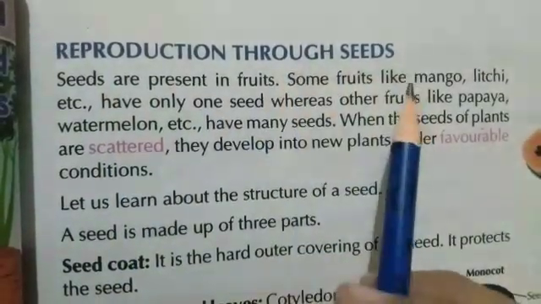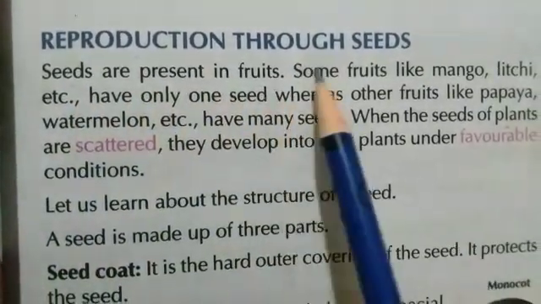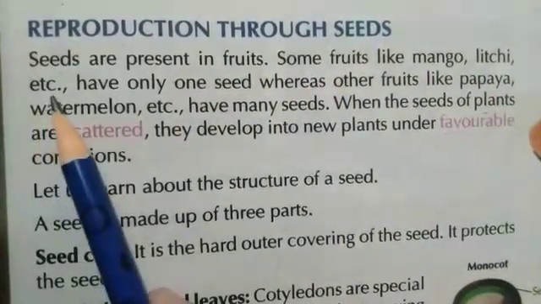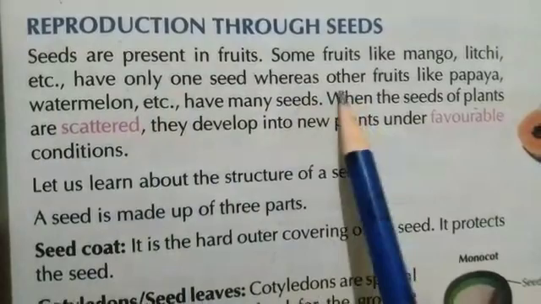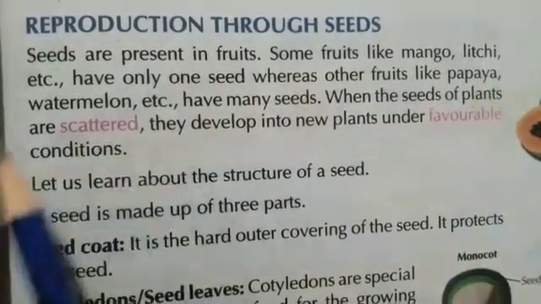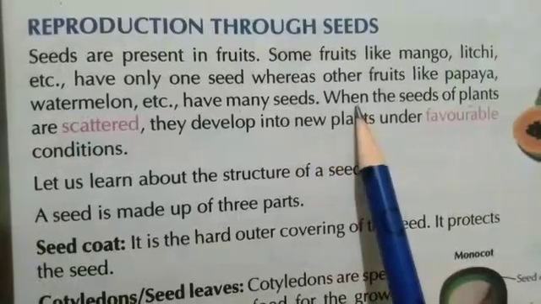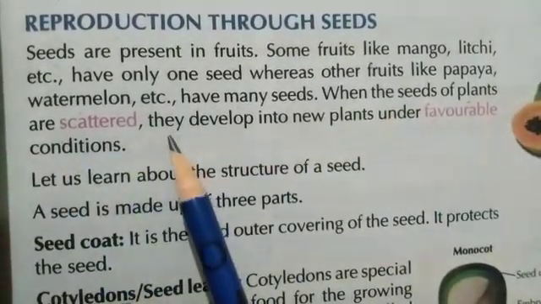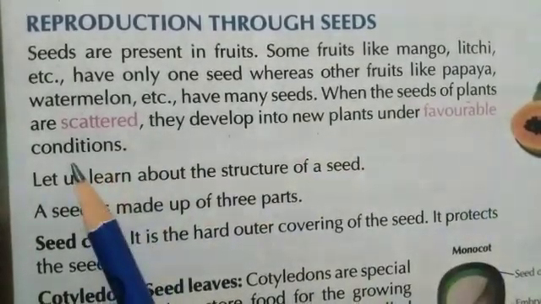Reproduction through seeds. Seeds are present in fruits. Some fruits like mango, lychee, etc. have only one seed, whereas other fruits like papaya, watermelon, etc. have many seeds. When the seeds of plants are scattered, they develop into new plants under favorable conditions.